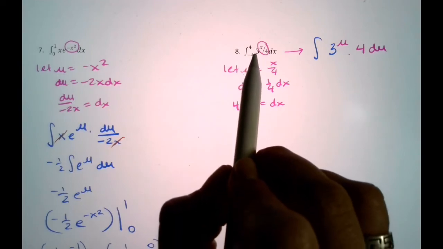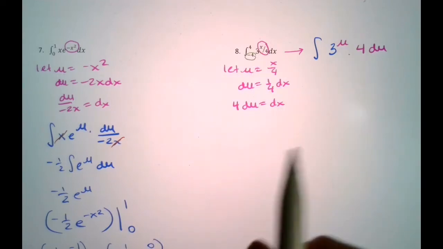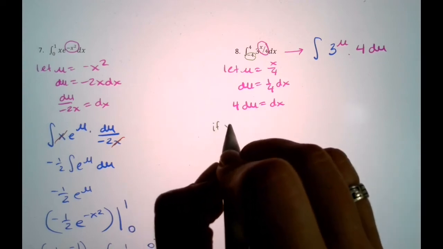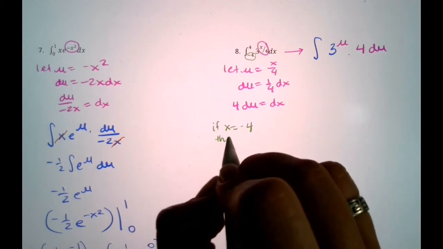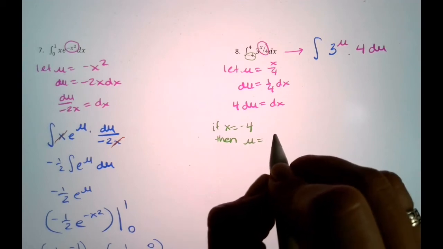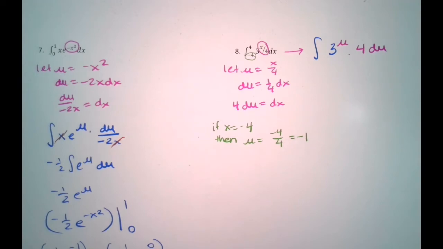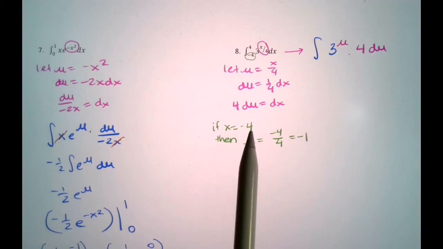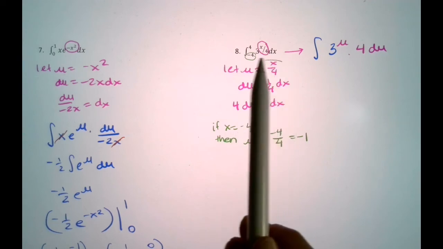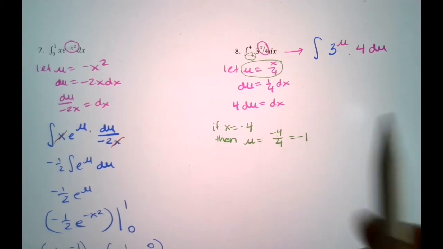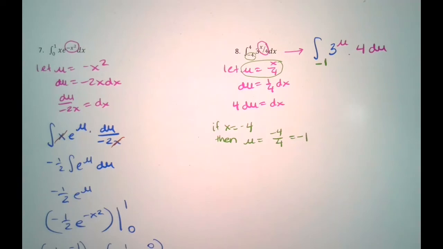Your original lower limit of integration is x equals negative 4. If x equals negative 4, then let's solve what u is. Remember, u is x over 4. So if I switch to the u variable, instead of writing negative 4, which is the x value of that lower limit, and I throw that negative 4 into the substitution, now my lower limit of integration is negative 1.